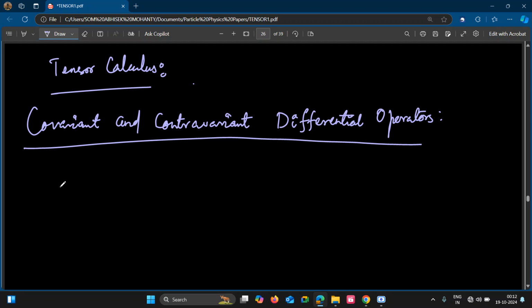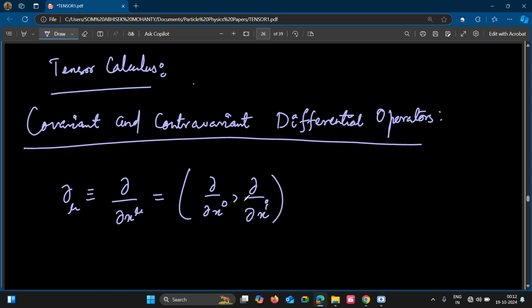So I can write del mu is equal to del by del x mu. This is kind of the beginning of relativistic quantum mechanics. This can be written as del by del x naught and del by del x i. This is the zeroth component, and these are the first, second, third components. Del zero, and this can be written as delta or Nabla operator. You know it. So this is for covariant.